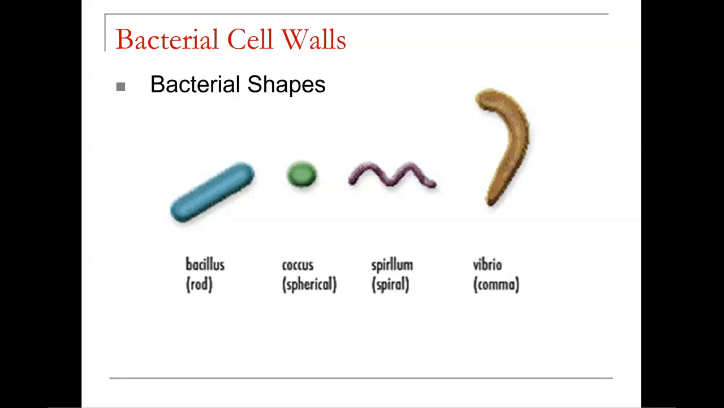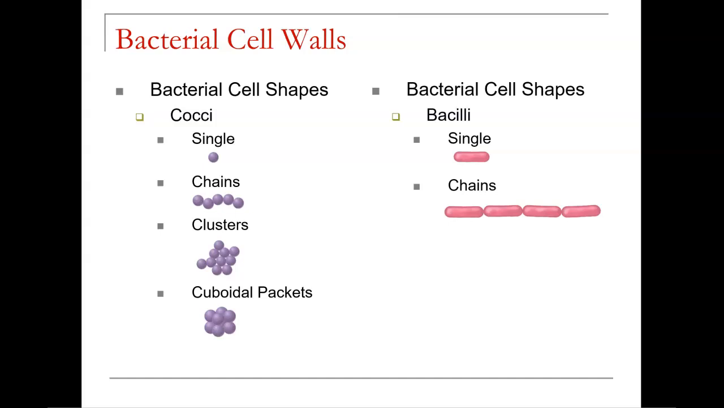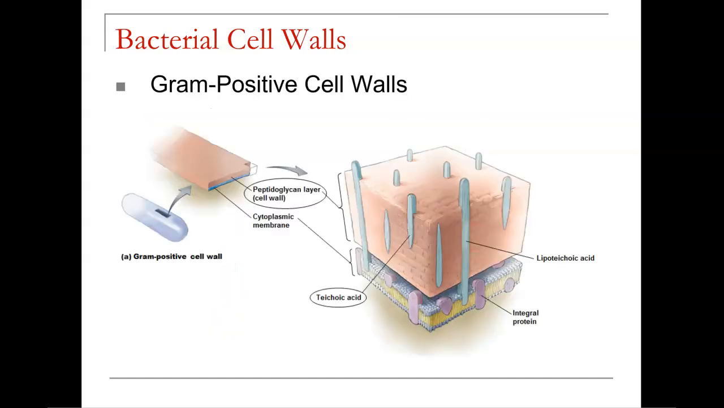And so with these, you can have several different types of cell arrangements with these different cell shapes. You can have the single cell that you see here. Sometimes they might be arranged in chains, sometimes in clusters, sometimes cuboidal packets. Sometimes you might see them make tetrads or cubes. You might see them make grape clusters, all different types of shapes that they're able to make by attaching and arranging themselves.